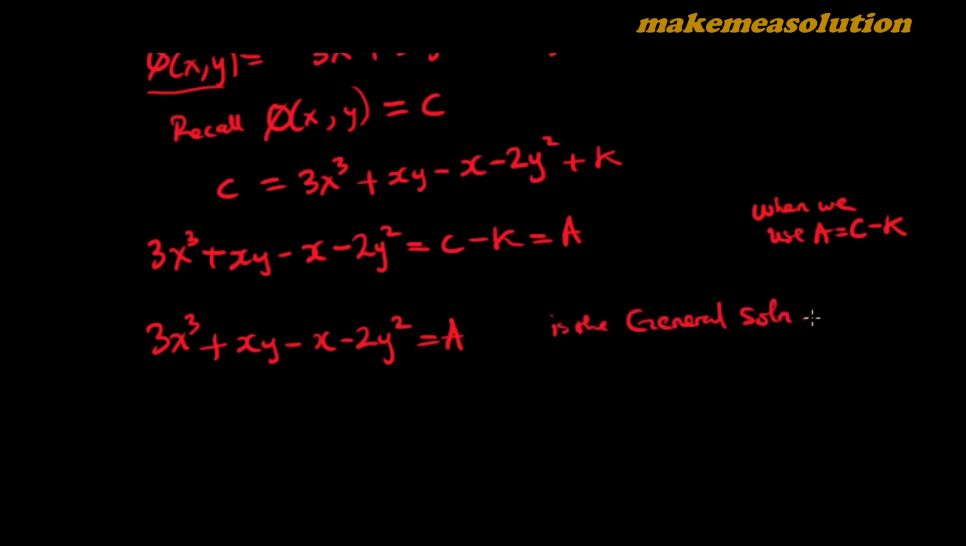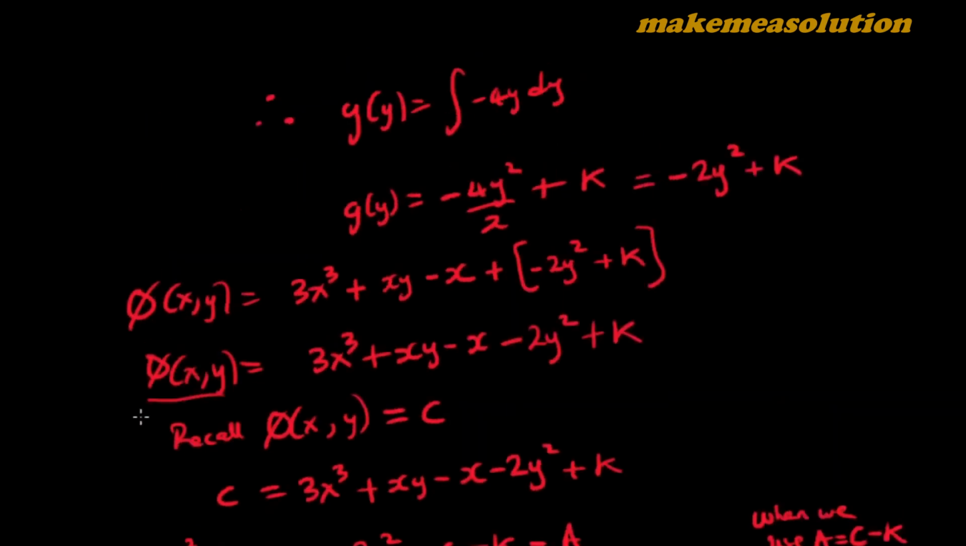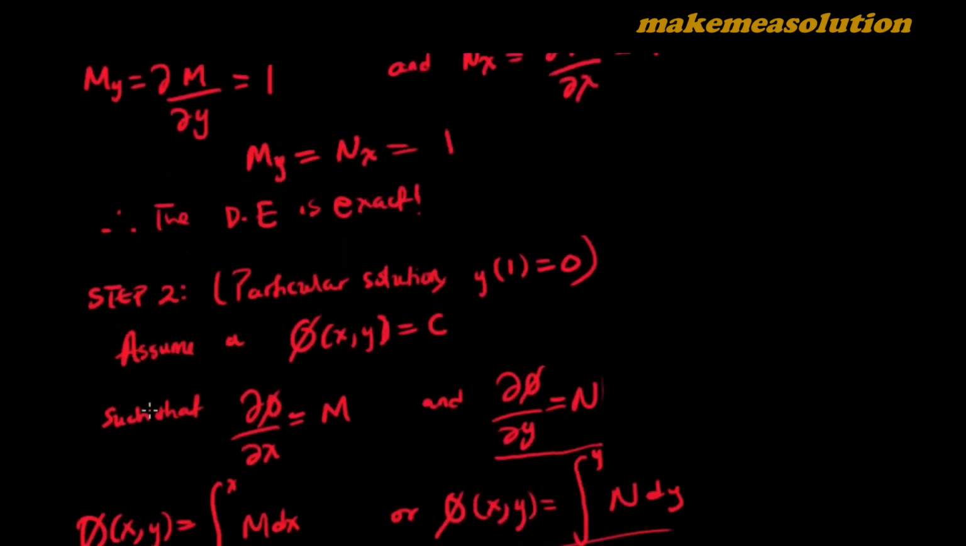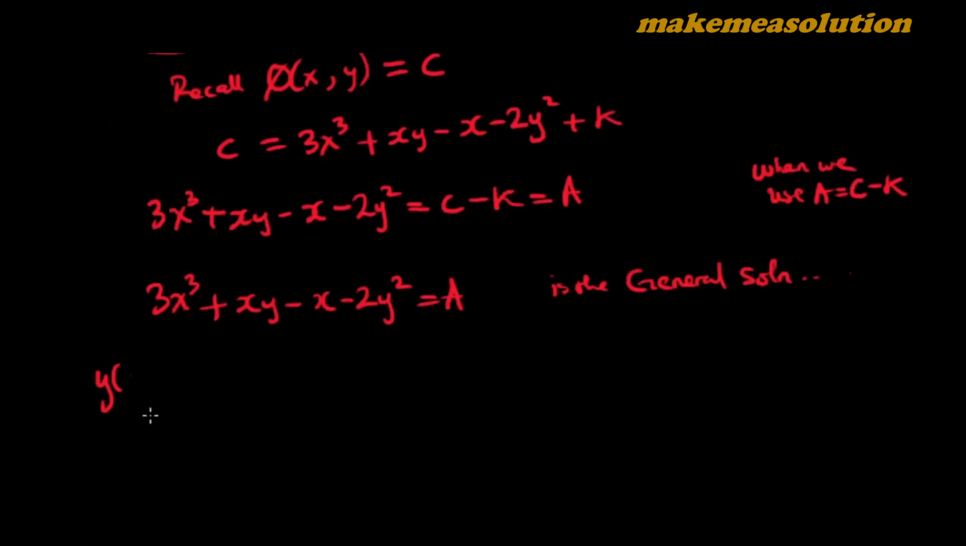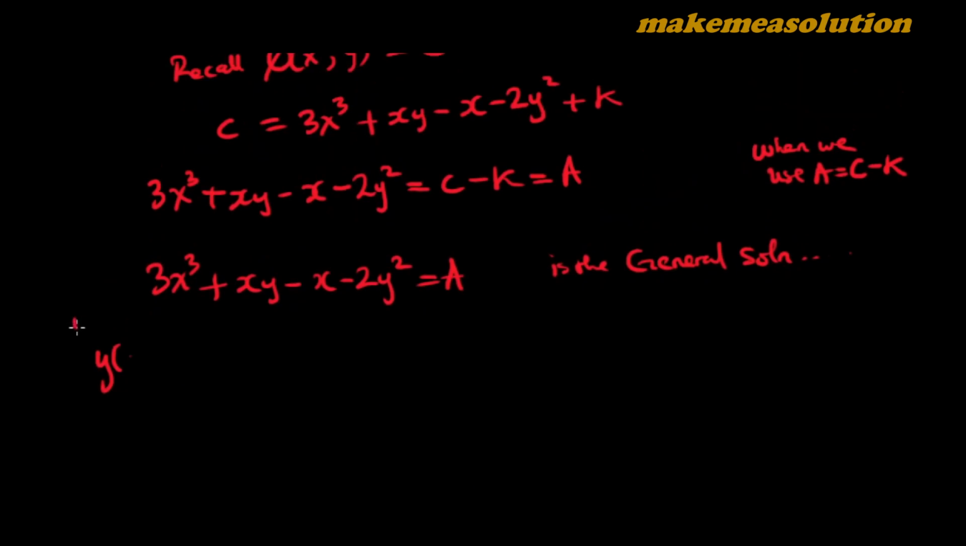But for this particular question, we are given that y of 1 is equal to 0. So y of 1 equals 0 means y is equal to 0 and x equal to 1. So you're going to use it to find this arbitrary constant a. So anywhere you see x, you put 1, anywhere you see y, you put 0.